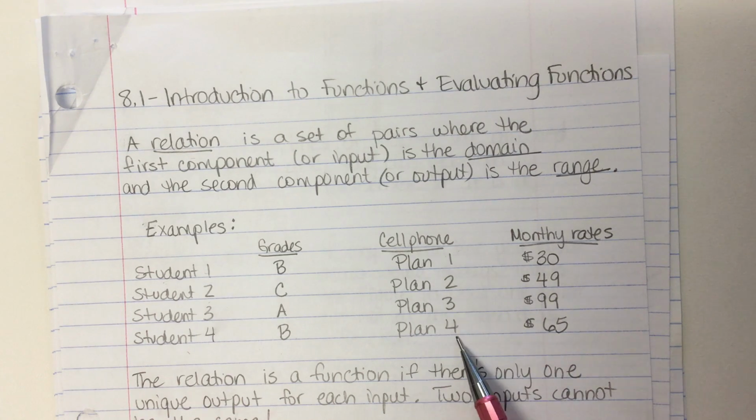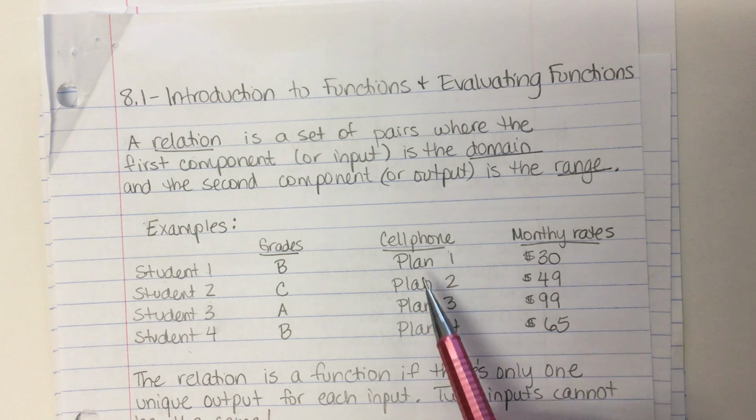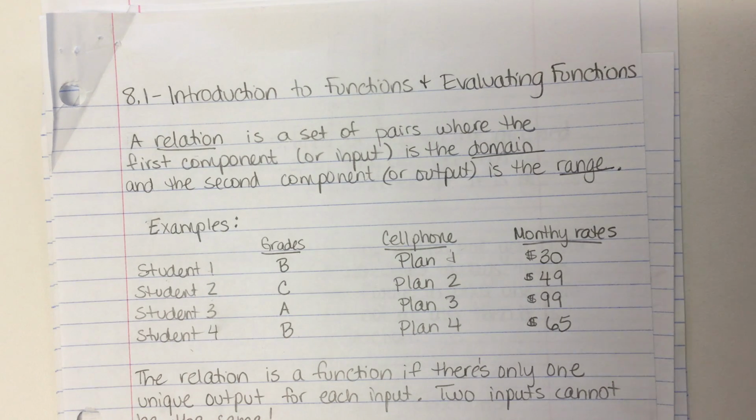Again, like cell phone plans, you could compare Verizon or Cricket or Sprint or T-Mobile or whatever, and you say each one of these plans has a particular monthly rate. So that's just a relation. A relation is where you have an input and output, and you look at that information.